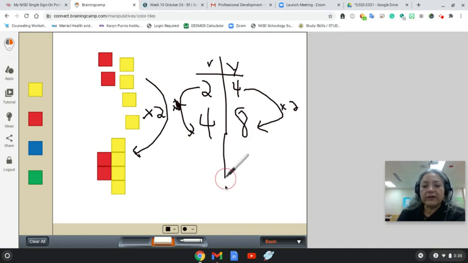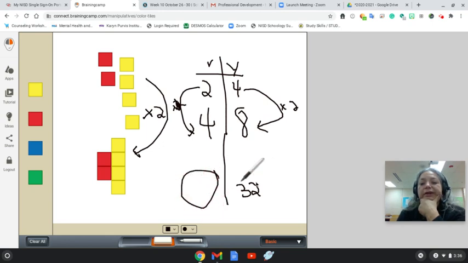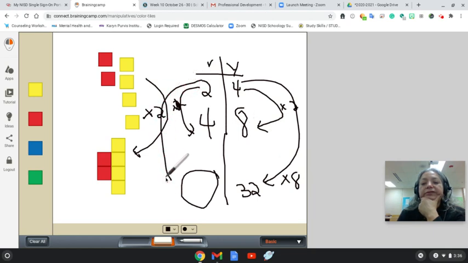So if I wanted to make a prediction and I had 32 yellow squares, then how many red squares will I have? So again, we look at our scale factor. Our scale factor is going to be from 4 to get to 32. I know it's going to be times 8. So 2 times 8 will give me 16. So that means I will have 16 red squares.